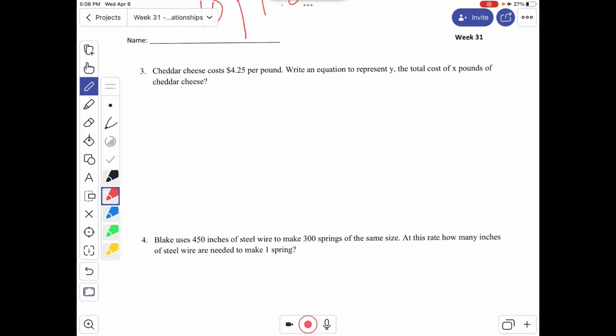Number 3, cheddar cheese costs $4.25 per pound. Write an equation to represent Y, the total cost of X pounds of cheddar cheese. The key is right there, $4.25 per pound. Per means to multiply. So that amount times pounds. So $4.25 times pounds. We don't know how many pounds. They said to use a letter.